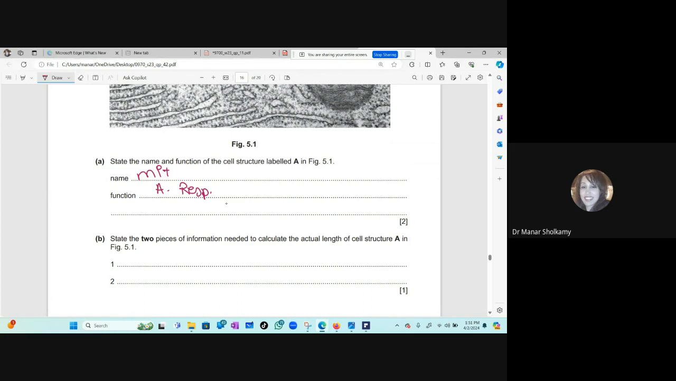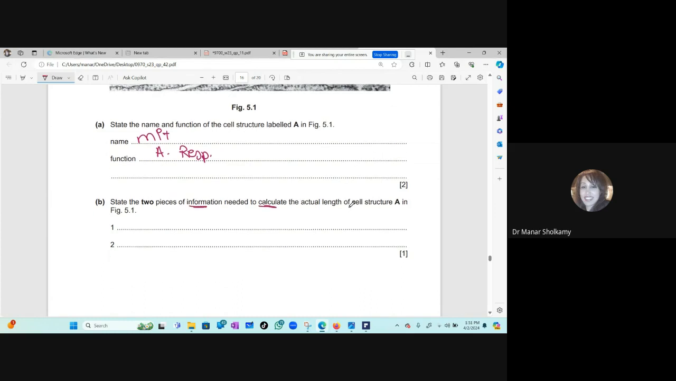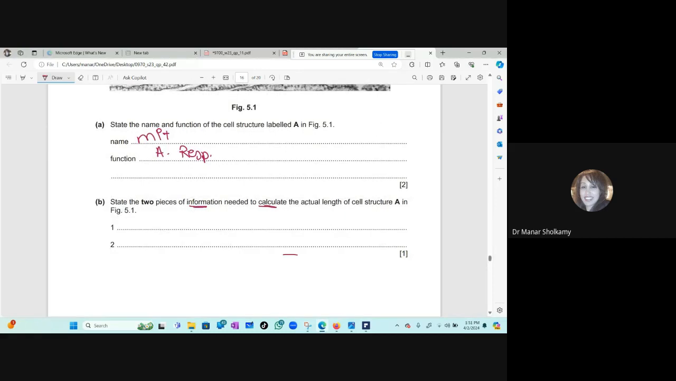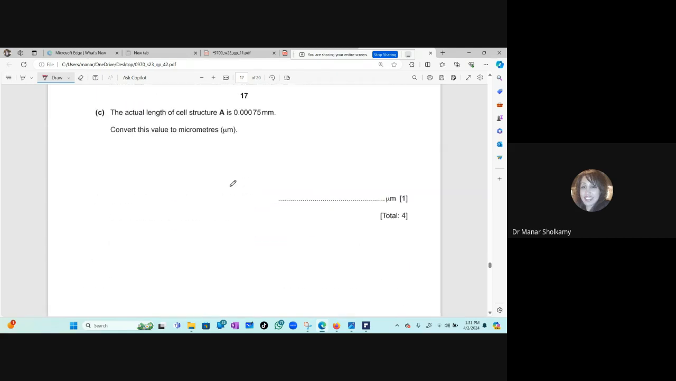State the two pieces of information needed to calculate the actual length of cell structure A in figure 5.1. We want the actual length. What is the formula? They want the actual length, so they want the image size, in millimeters, and the magnification. Are you all with me? So the actual length of the cell structure is 0.0075.